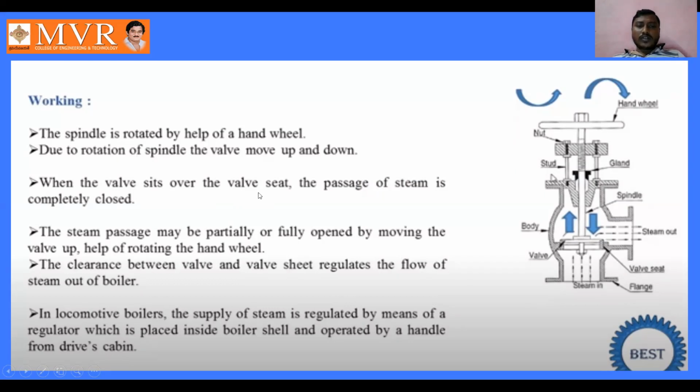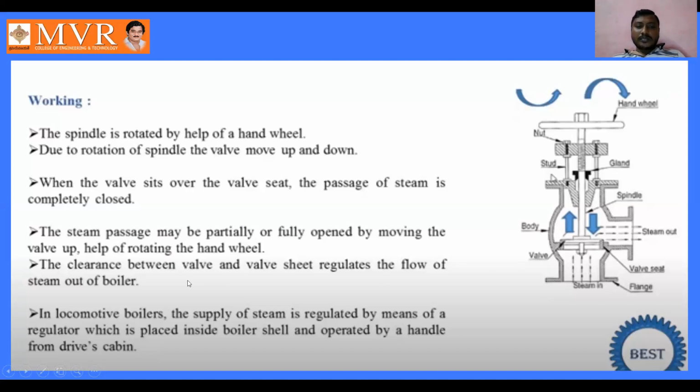When the valve sits on the valve seat, the passage of steam is completely closed. It means no steam is going to enter inside. The steam passage may be partially or fully opened by moving the valve up. When the handle rotates in the anti-clockwise direction, the spindle moves upward and the steam enters inside.